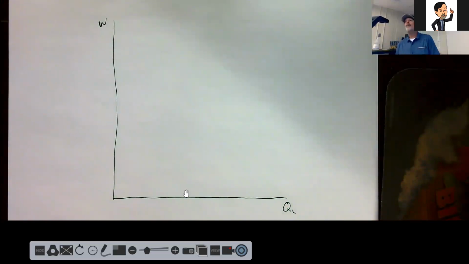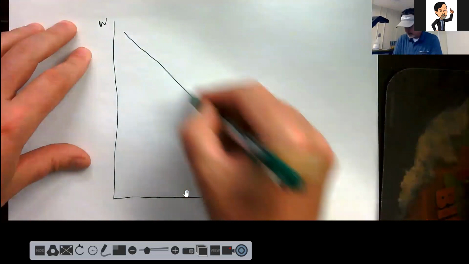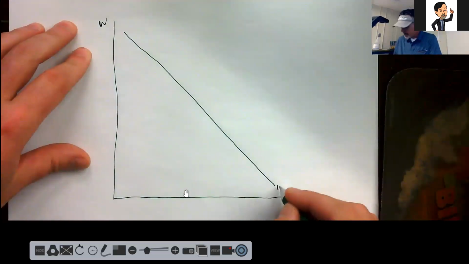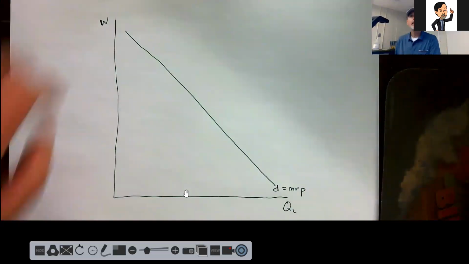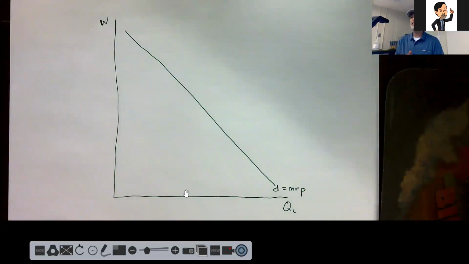Can we all agree that the demand curve for labor is going to look exactly the same, because at lower wage rates, firms will hire more people? Is that a true statement? Okay. So what's that? Yes. How can we tell it's labor markets? Because of the W, right? Wage rate.